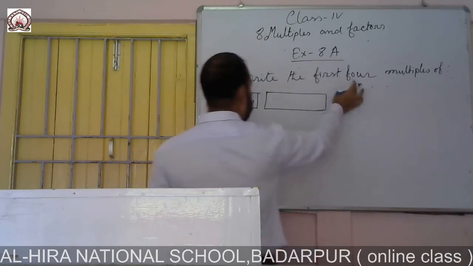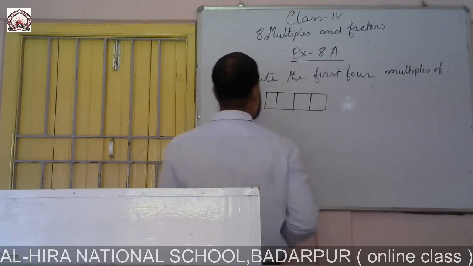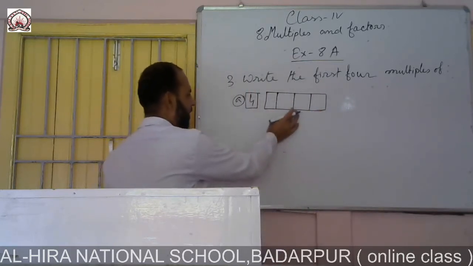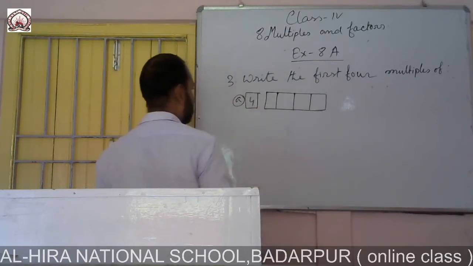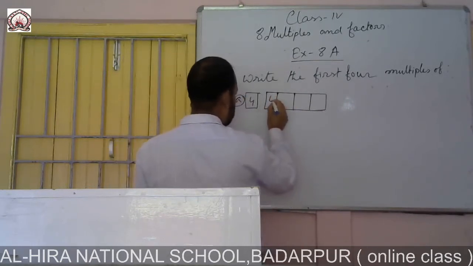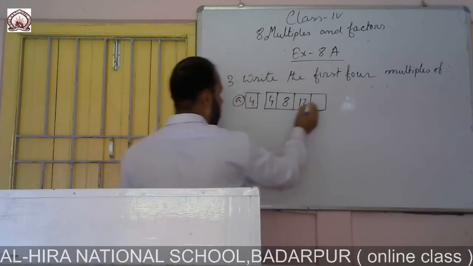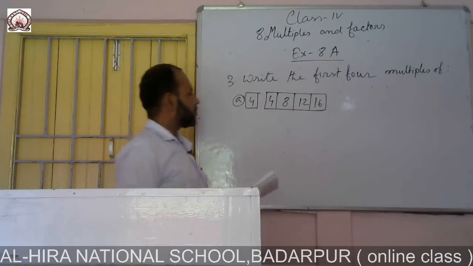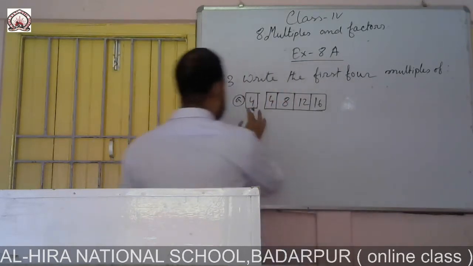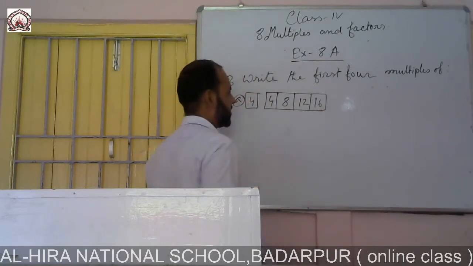So we write the first 4 multiples of 4, similarly like we write the table number 4. 4 1s are 4, 4 2s are 8, 4 3s are 12 and 4 4s are 16. The first 4 multiples of 4 are 4, 8, 12 and 16.